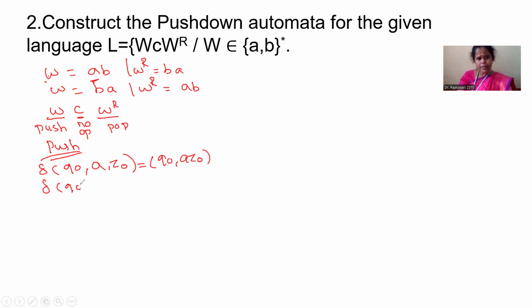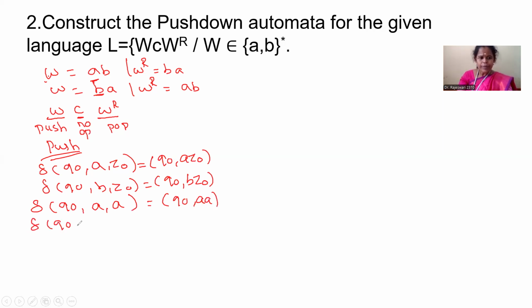Then how do you write the next transition? Suppose the first symbol is B, then in that case also we are performing the same kind of push operation: δ(q0, B, Z0) = (q0, BZ0). Then what is our next step? If A is on the top of the stack and the input symbol is also A, we need to perform the push operation. Suppose A is on the top of the stack and B comes as an input symbol, then also it must be the same operation. It should be BA. Then what's the next step?